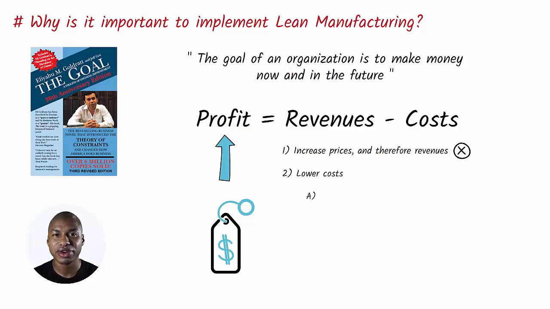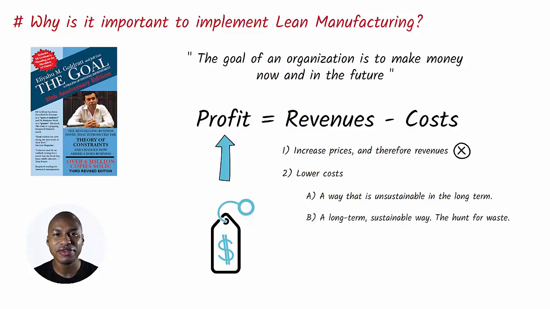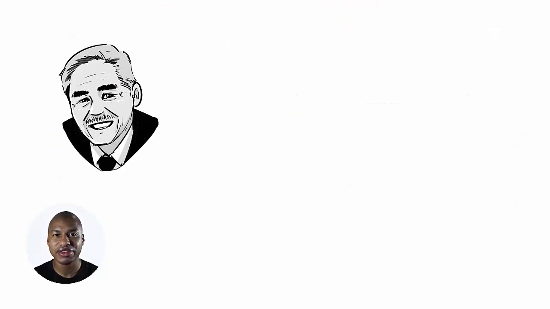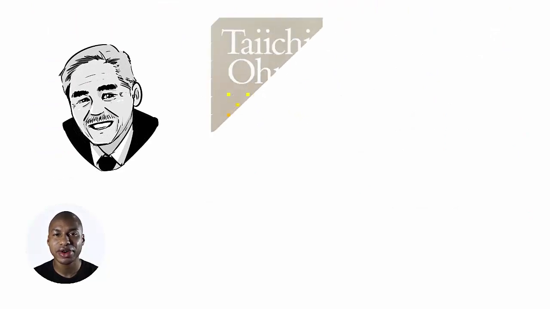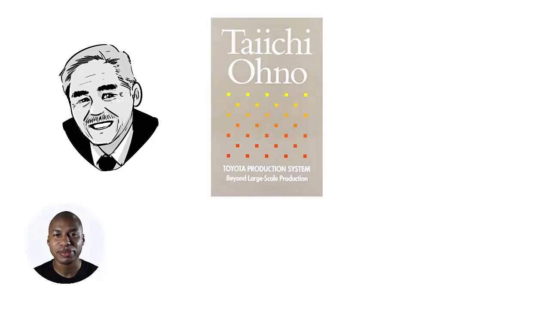The cost can be lowered in two ways. A, a way that is unsustainable in the long term: poor materials, cut down on training costs, cut down on research and development. B, a long-term, sustainable way: the hunt for waste. Therefore, a company that wants to begin the implementation of lean manufacturing is a company that wants to make a profit through the lever of cost reduction in a sustainable way, in the long term. Wastes must be learned to see them. Taiichi Ono, the father of lean manufacturing, cataloged them in his book Toyota Production System: Beyond Large-Scale Production.